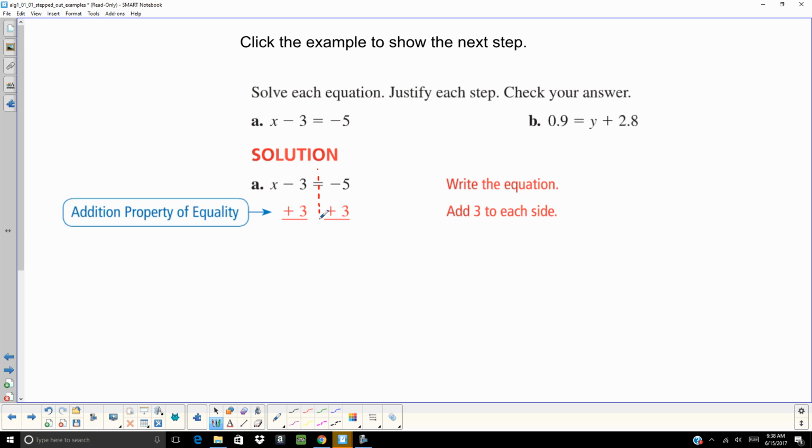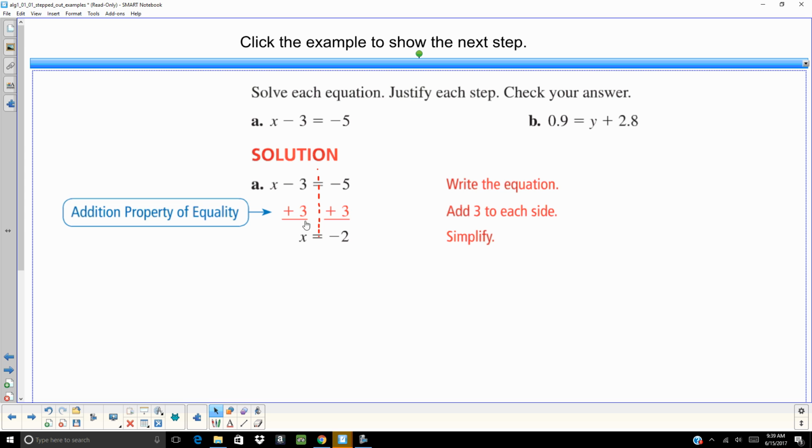It might help you to visualize two sides of the equal sign by mentally, or if you need to, drawing the line, putting a line through that equal sign, and then you should have plus 3 on one side of that line, and plus 3 on the other side of that line. Those 3s cancel out. Negative 3, positive 3, they're opposites. So I'm going to bring down my x, bring down my equal sign. Negative 5 plus 3 is negative 2. So my solution is x equals negative 2.